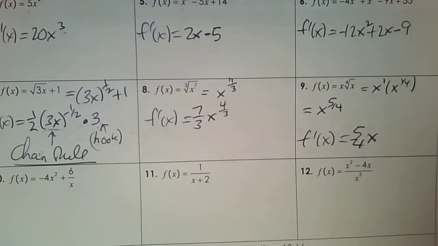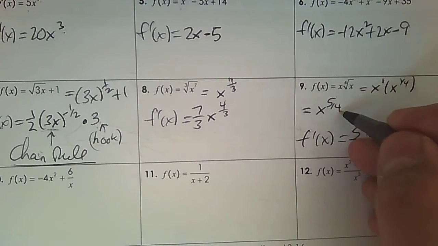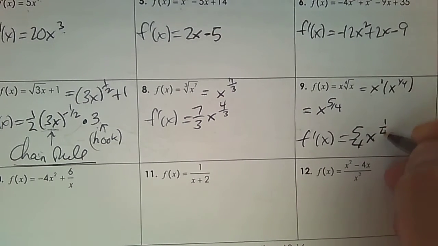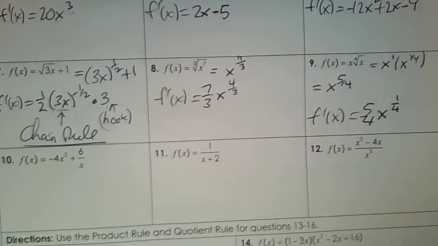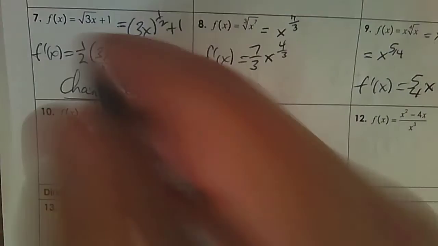So that's 5 over 4 x. Subtract 1. So 5 take away 4, and that gives you 1/4. 5 take away 4 is 1 over the common denominator. 10.